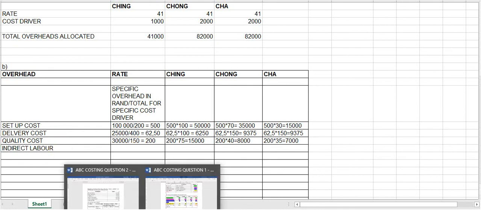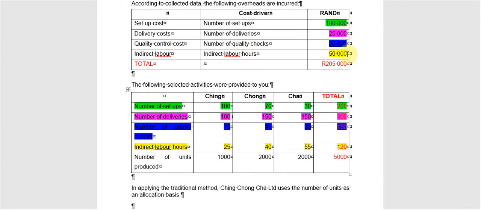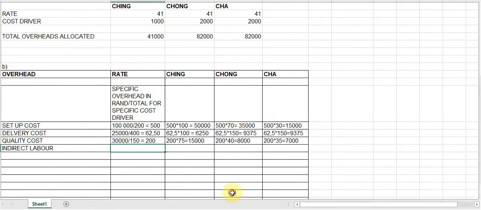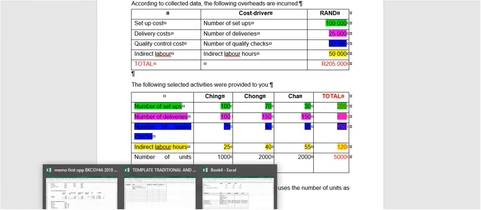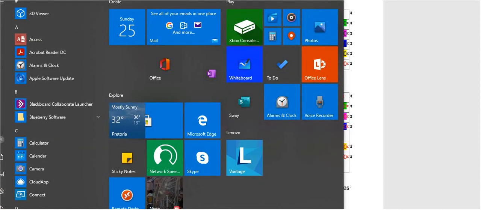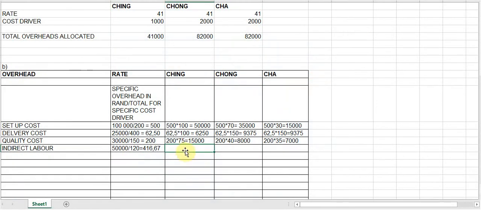If I look at indirect labor, the total indirect labor in yellow is 50,000. The total cost driver is 120. Going back, I'm going to say that's 50,000 divided by 120. And that gives us 416.67. Just want to double check. Yes, it was 120. Then we need to copy that under each of the products.